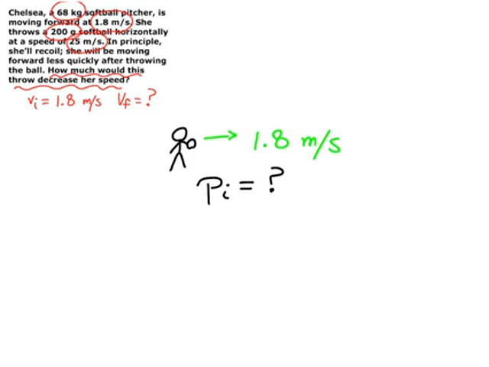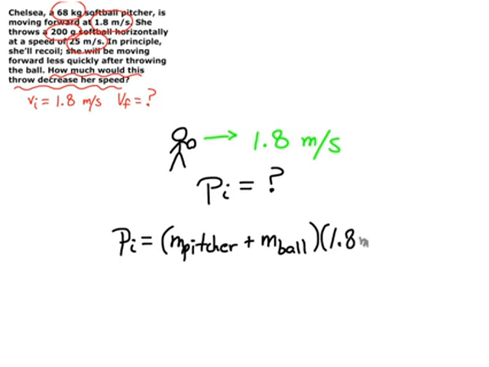Well, since Chelsea hasn't thrown the ball yet, the initial momentum of the whole system is just equal to the mass of Chelsea, which is the mass of the pitcher, plus the mass of the ball, times the speed at which they're both moving, which is 1.8 meters per second. And we know all those numbers, so we can calculate what that'll be. The mass of the pitcher, we wrote that down, 68 kilograms. The mass of the ball was 200 grams. Well, 200 grams, we have to put that in kilograms.